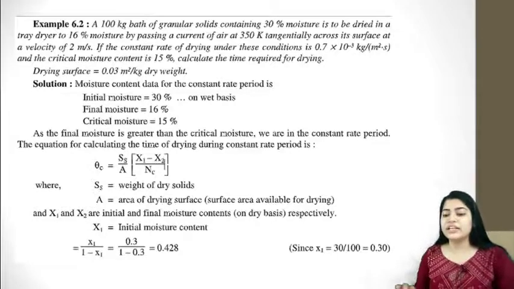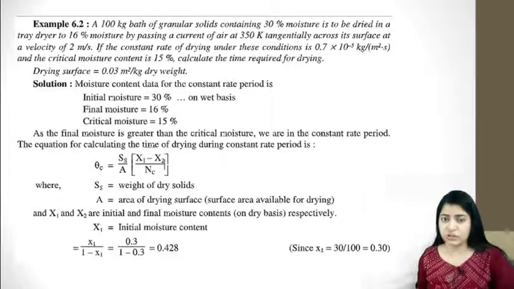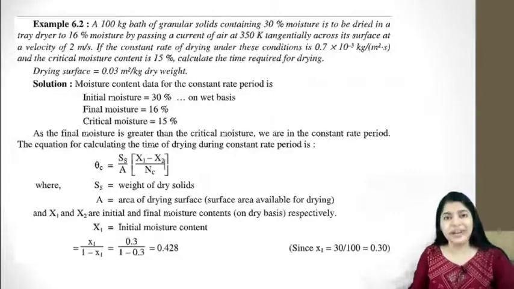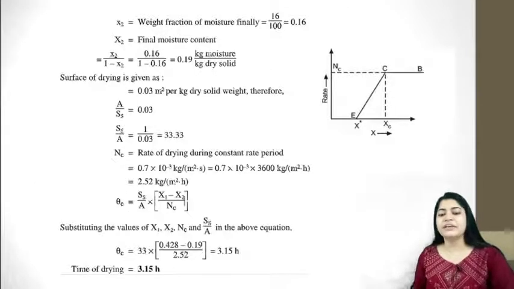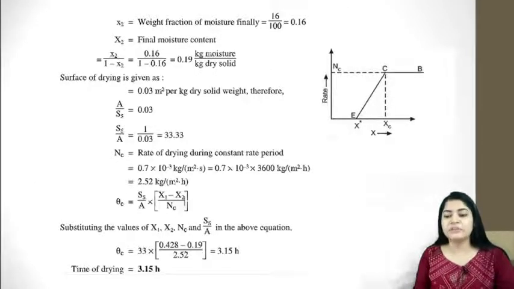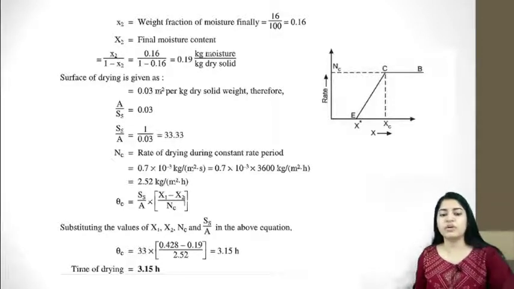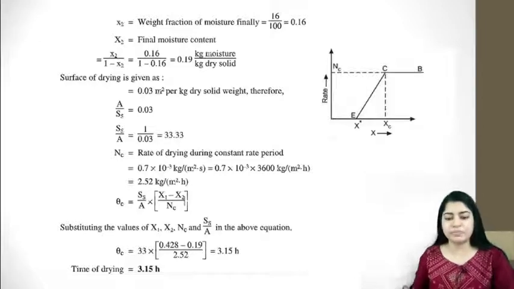Here X1 is your initial moisture content. Now see, 30% moisture is given in the question. As nothing is specified, just take it in the form of a fraction. Now you have to convert it into dry basis. So I am converting it: 0.3 upon 1 minus 0.3, that is equal to 0.428. This is your moisture content on dry basis. Similarly, the final moisture content is 16%. Again converting into dry basis, that is 0.19 kg moisture per kg dry solid.